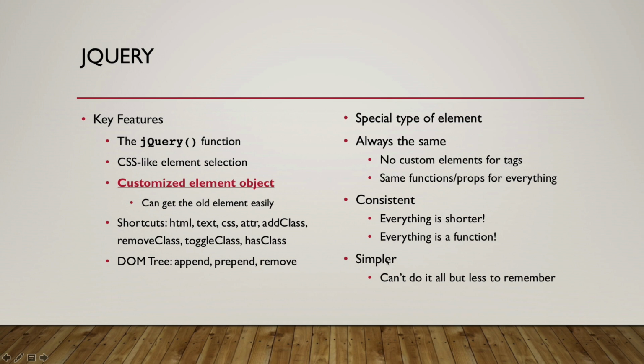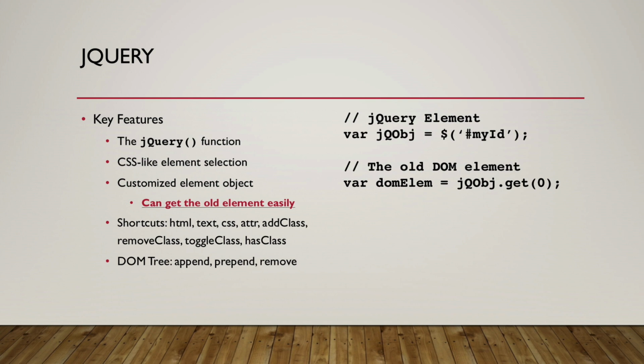Do keep in mind, with that simplicity comes the limitation that you can't quite do everything you did before with a jQuery object. But as I mentioned, if you do really need to get to the JavaScript object, it's really easy to reduce back down to that. Now, let's take a look at what this looks like.